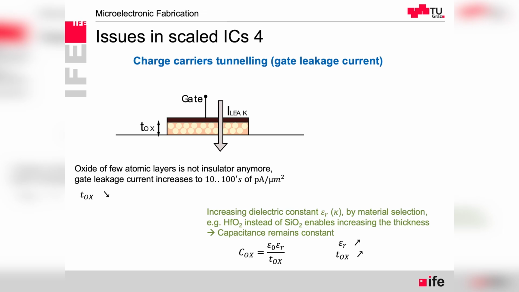With the thinner oxide, the gate capacitance is increasing. And that's what we wanted to have for better, higher COX. Then we have also higher mobility, higher drain current, faster transistor.